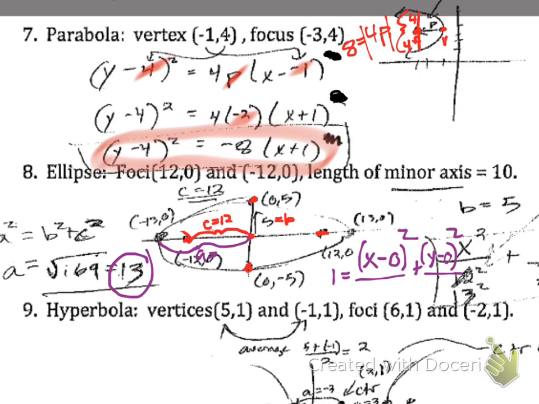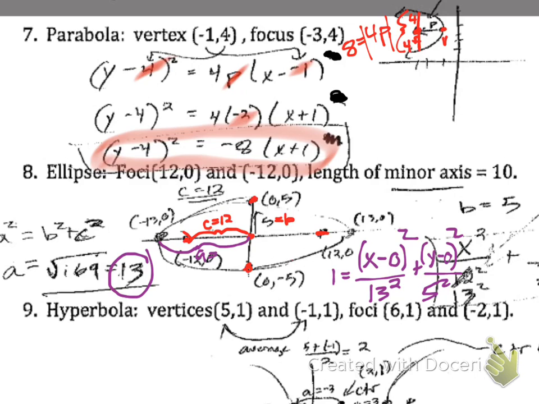And then you have to decide, all right, a squared is the bigger of the two. Since this one opens left and right in my drawing, that means my a squared, my 13 squared, is going to go underneath the x squared to open left and right. And then my b squared of 5 squared, that's going to go under the y. And that's the equation. You can leave it with the minus zeros or not.